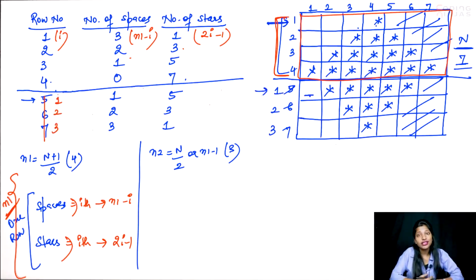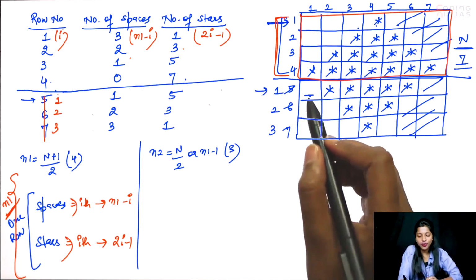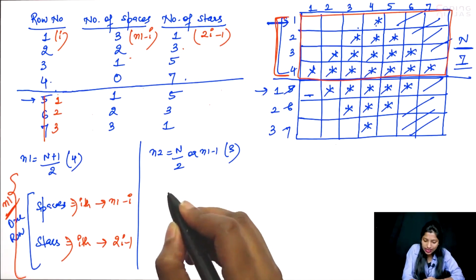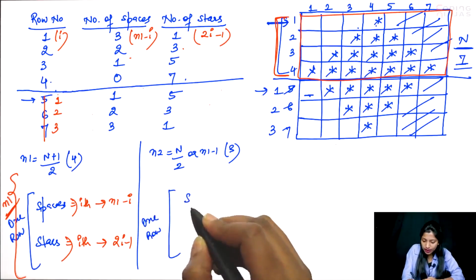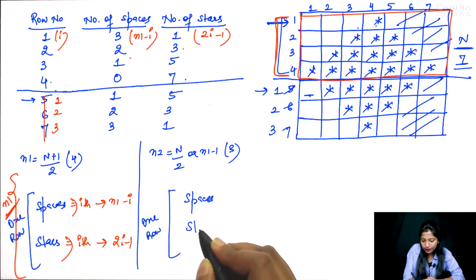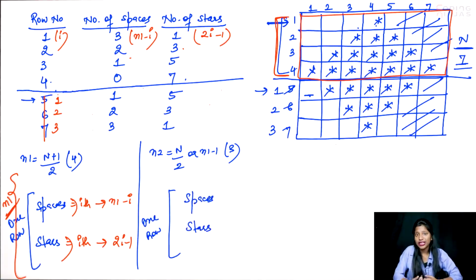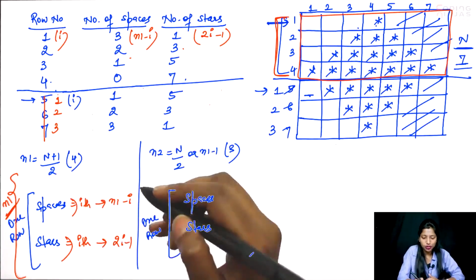Okay, now let's focus on our second half, and we can observe that the rows are following the exact same pattern. That is, first there are few spaces and then few stars. That means in our second half also, our one row is following the same pattern, first few spaces and then few stars. Next thing that we need to figure out is for the ith row, how many spaces should be there and how many stars should be there, right?